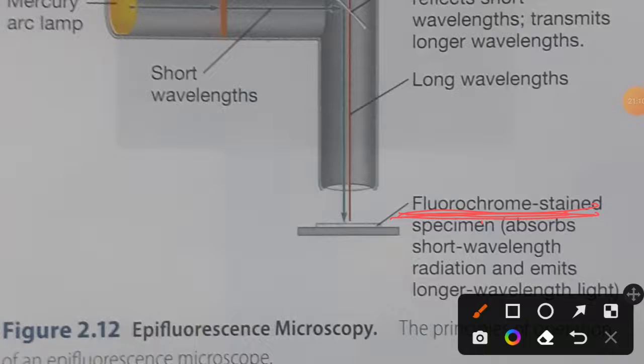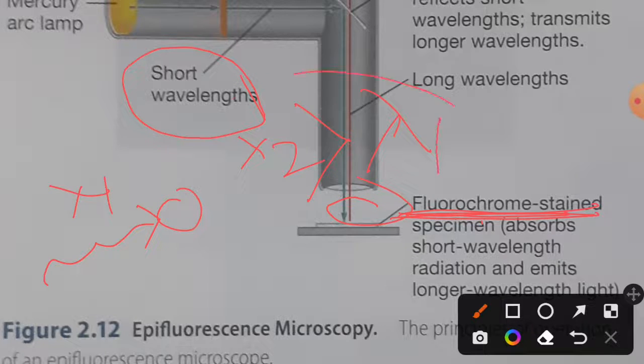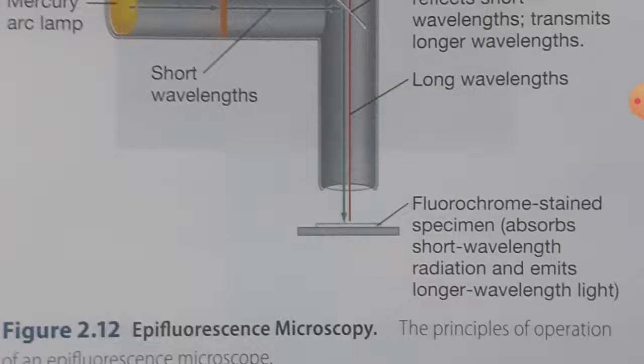Okay, so as a result, what will happen? This shorter wavelength light will be absorbed by the specimen and they will emit a light of a larger wavelength. This is another important property of the fluorochrome, because remember, the fluorochrome will absorb a light of a particular wavelength and emit a light of another particular wavelength, but the lambda 2 in that case will always be greater than the lambda 1. That means the wavelength of the emitted light will always be greater than the wavelength of the excited light, and this phenomenon is known as Stokes law or Stokes shift.